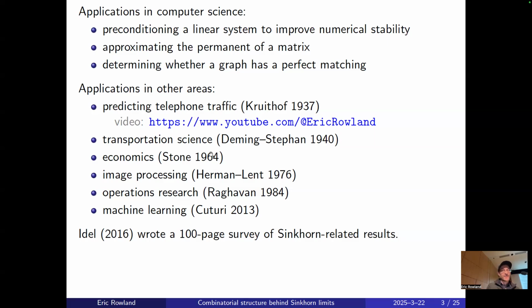Most of these I have not looked into, but this predicting telephone traffic paper, I did read carefully enough to understand what was going on. This is a paper by Krupp in 1937. This seems to be the first time that anyone looked at this iterative scaling process. It's in Dutch, but there's an English translation available if you don't happen to read Dutch.